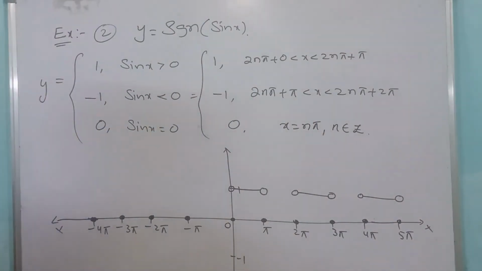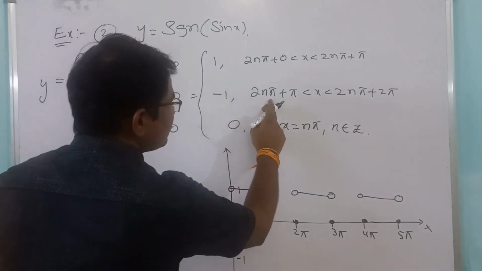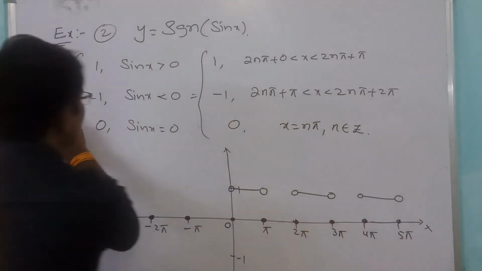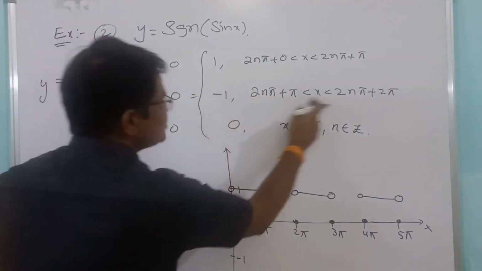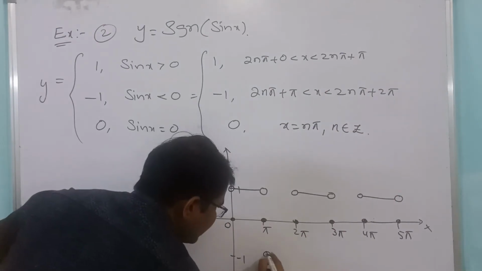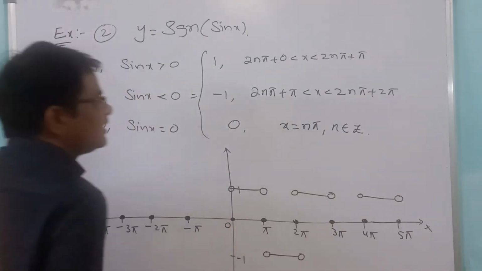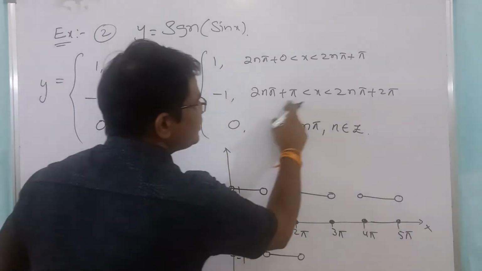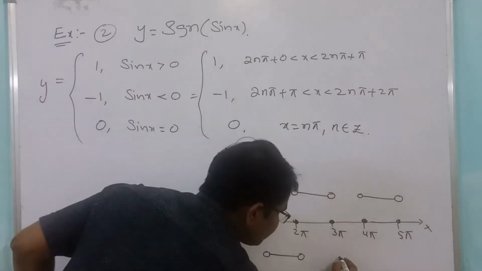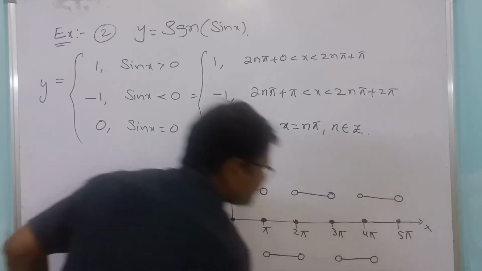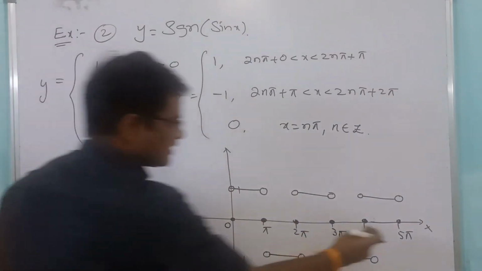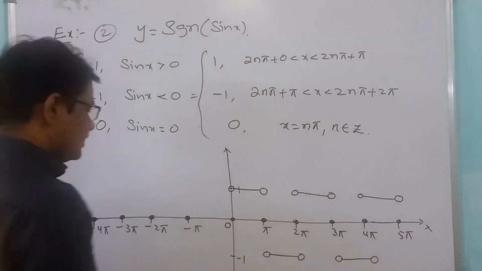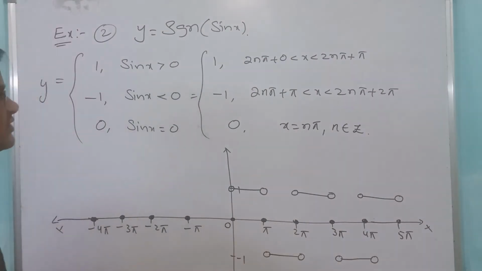Next, n equal to 0 here. Pi to 2 pi, y value is minus 1. Next, n equal to 1 you substitute. 3 pi to 4 pi, so y value is minus 1. Like that you can take. Next, the negative side also the same thing.